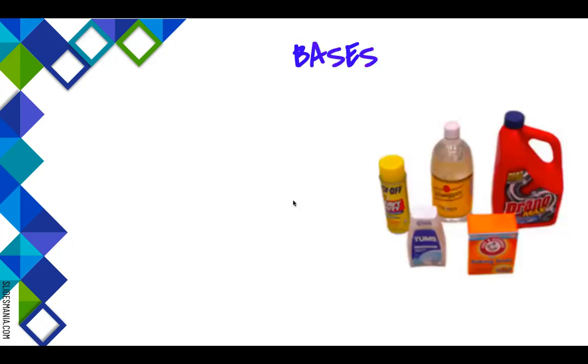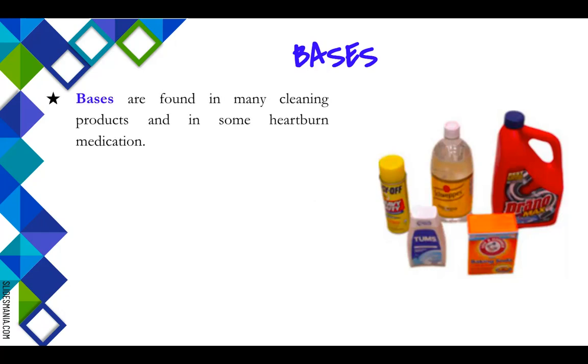Now, bases. Bases are often in, let's say, the household cleaning products that you have, tonic water, baking soda, stuff like that are known as bases. So bases are found in many cleaning products and in some heartburn medication. So a lot of the time, heartburn or acid reflux is caused by high levels of acid. So you take a basic medication, so that it's mainly a base. And this is something you will learn later. It neutralizes the acid, right? And so now instead of having an acidic environment, you'll have a neutral environment.